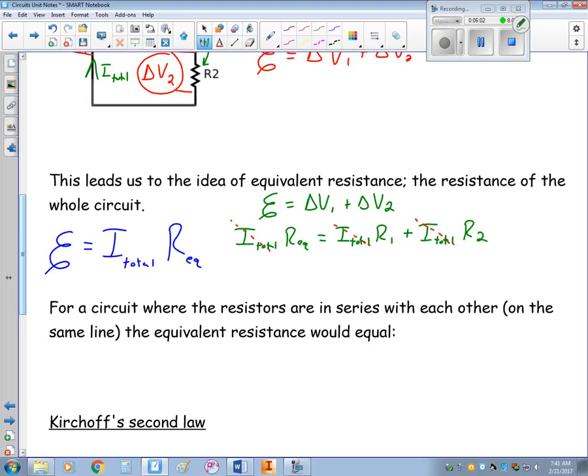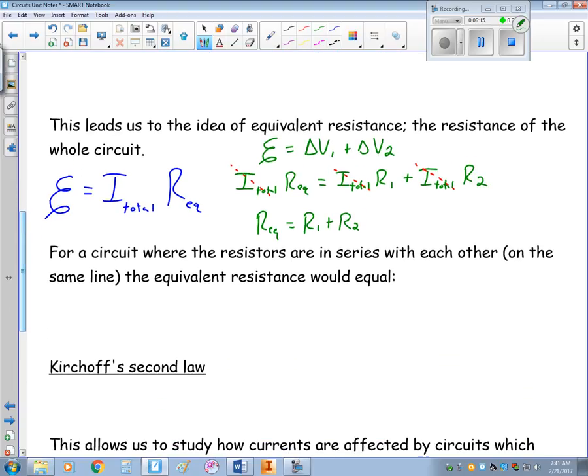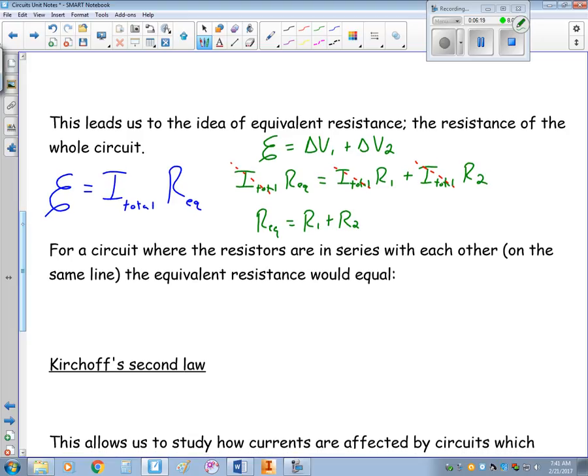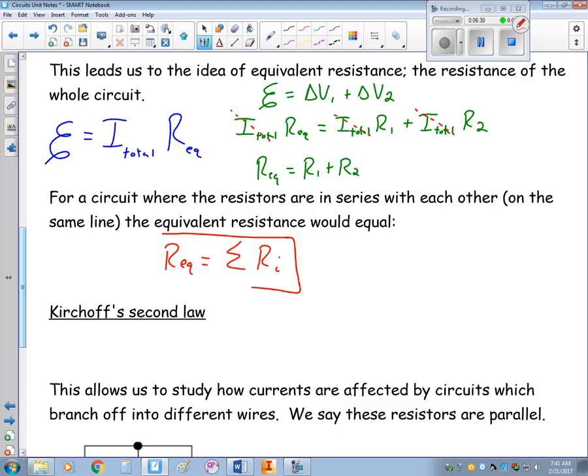So then the equivalent resistance equals R1 plus R2. So for a circuit where the resistors are in series, on the same line or on the same wire, the equivalent resistance equals the sum of all of the individual resistors.